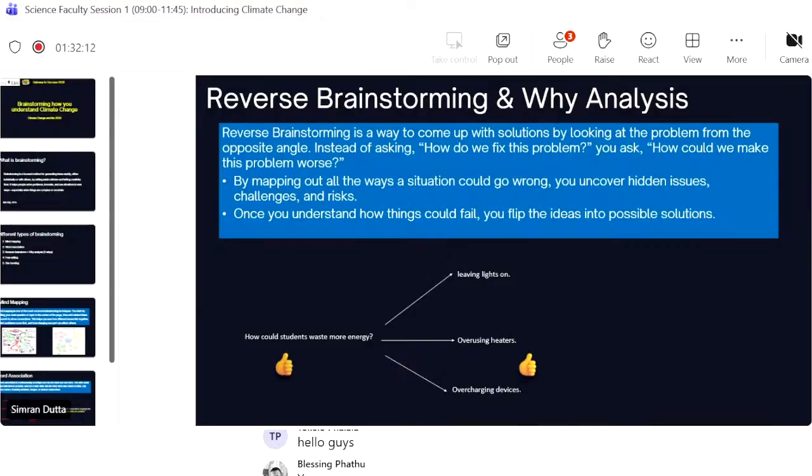So in this technique, we try to uncover all of the things that could go wrong, and then we can focus on not doing those things. We see one example in this slide. How could students waste more energy? They leave the lights on, they overuse the heaters, they overcharge the devices, right? When we think about why they do this, we know why they do this, right? And now if we think how to make it worse, then we know that they are doing these things. And now we want to think, how is it getting worse?